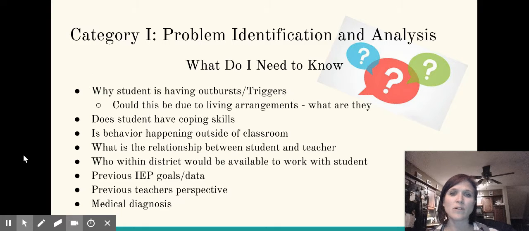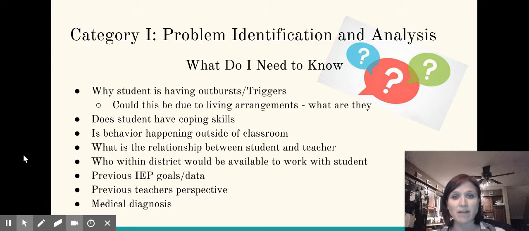I need to know why the student's having outbursts. Maybe there's an underlying issue. Could it be due to living arrangements? Is he living at mom's? Is he living at dad's? Is one of those, or the transfer between the two, causing him to trigger? Or are there other underlying reasons that are causing this trigger? Does the student have any coping skills? Has he been taught how to handle his behavior? And if so, what has he been taught?